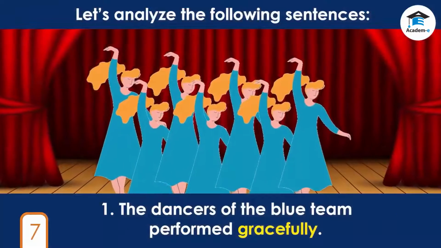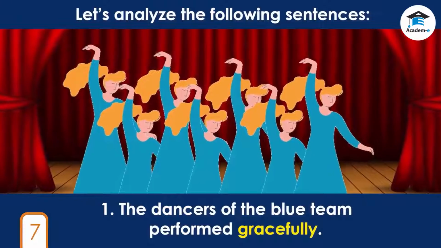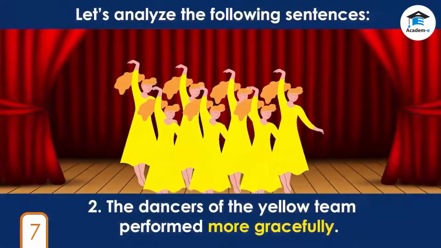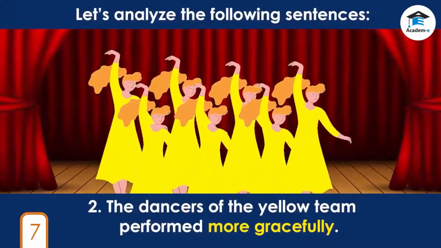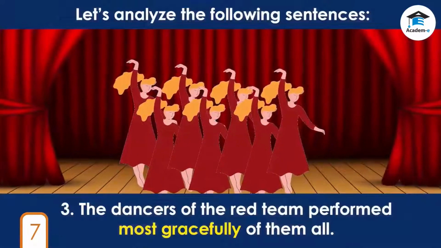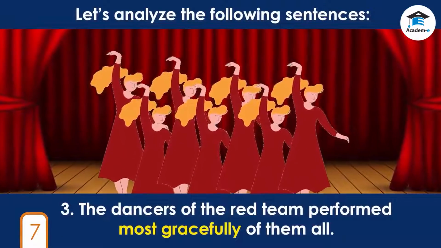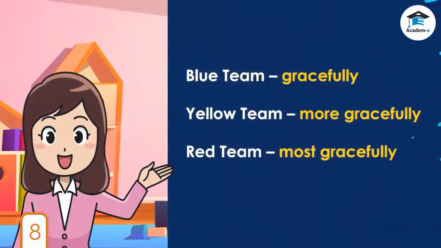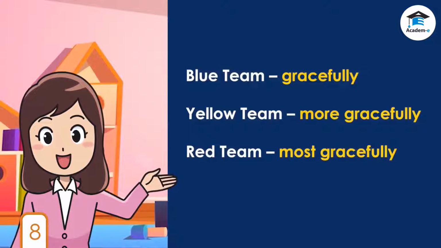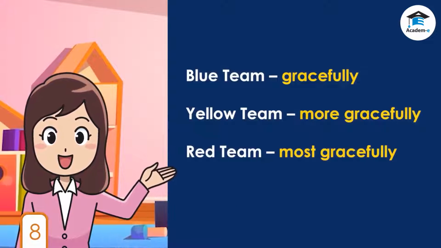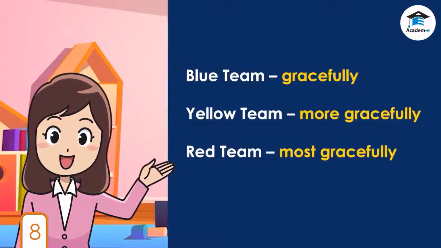Let's analyze the following sentences. The dancers of the blue team performed gracefully. The dancers of the yellow team performed more gracefully. The dancers of the red team performed most gracefully of them all. Notice that comparison is taking place in the following sentences. The sentences show the difference among the performances of the dancers in different teams.